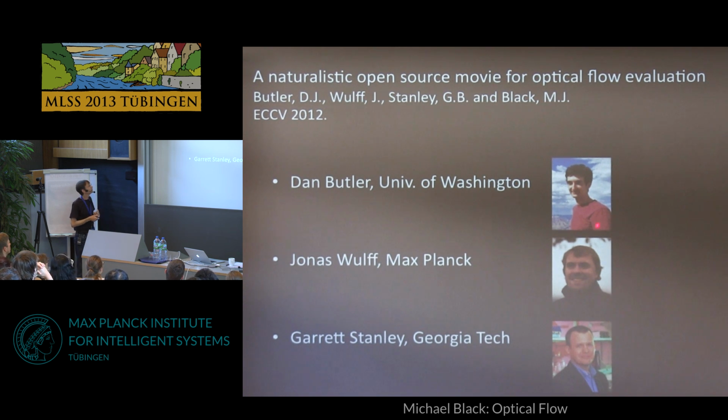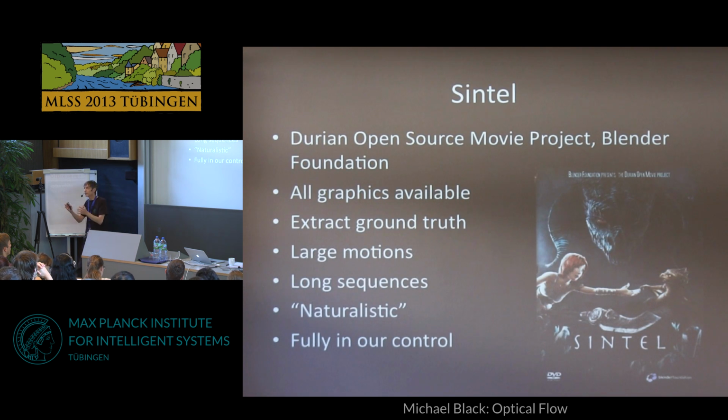This was an idea of Dan Butler's. He's a PhD student at the University of Washington, and it's joint work with Jonas Wulff here at MPI and Garrett Stanley from Georgia Tech. The idea is that there are some people out there in the world making movies and making them freely available. The Durian open source movie project uses Blender and a community of animators all around the world to make animated movies. It was a really nice movie called Sintel. If you haven't seen it, I highly recommend watching it. They made this movie, and then they put all the data online. So we finally have something that we can study.